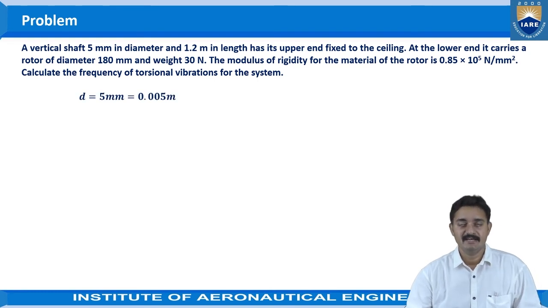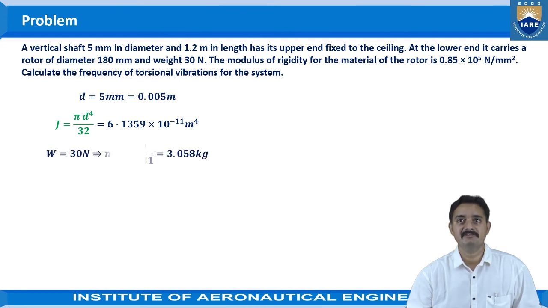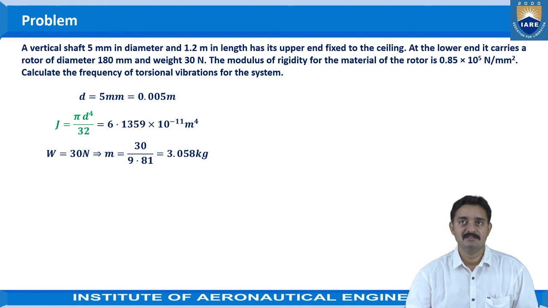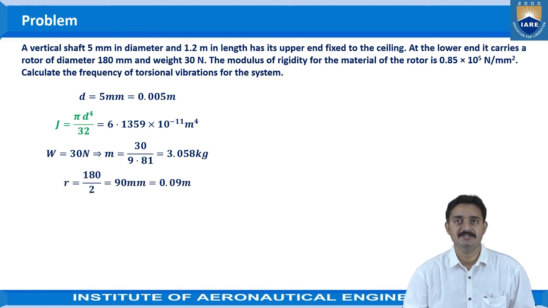As per the given data, d is equal to 5 millimeters, that can be written as 0.005 meters. And polar moment of inertia, that is J, is equal to pi d power 4 by 32, that is equal to 6.1359 into 10 power minus 7 meter power 4. And W is equal to 30 Newton as given. From this we can calculate mass is equal to 30 by 9.81, that is equal to 3.058 kg.